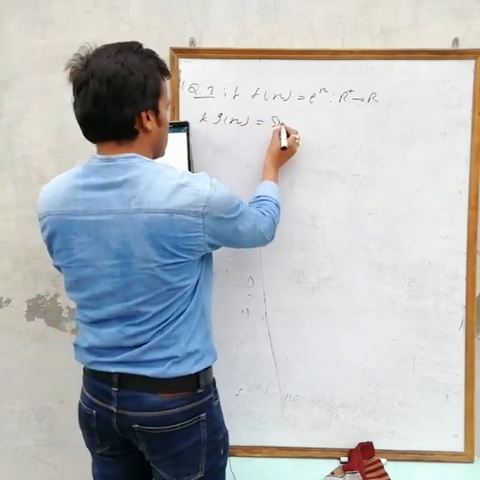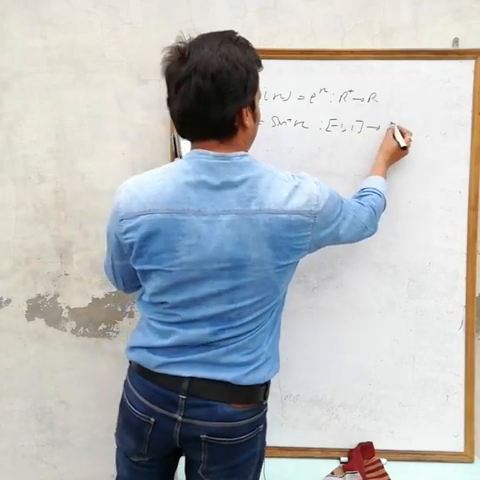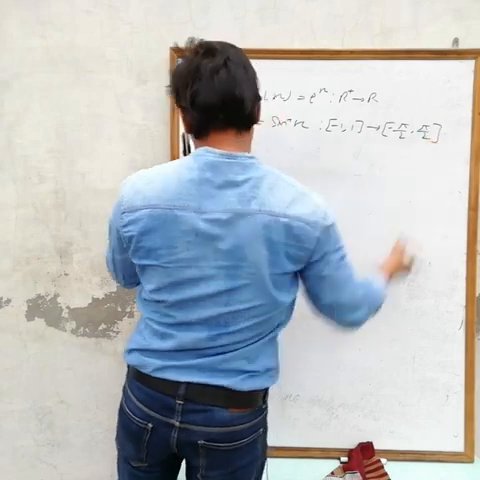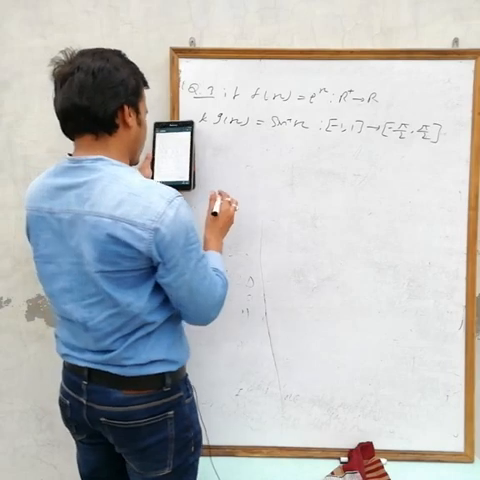g(x) is equal to sine inverse x, defined from [minus 1, 1] to [minus pi by 2, pi by 2]. Okay. Find the domain and range of f of g(x).